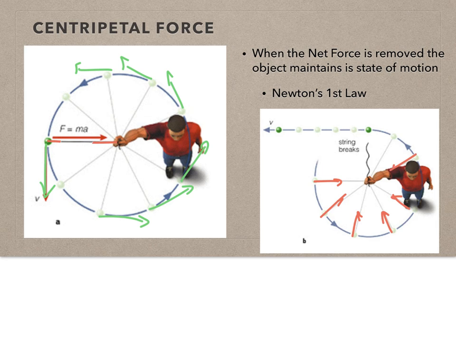And then it breaks. So what happens? It no longer is changing direction. Newton's first law takes over. It says things in motion want to keep the same state of motion. So right here, it was going at this speed in that direction. Guess what? It's going to continue going in that direction. There's no more inward force, there's nothing else acting on it. There's no more net force to keep it going in a circle.